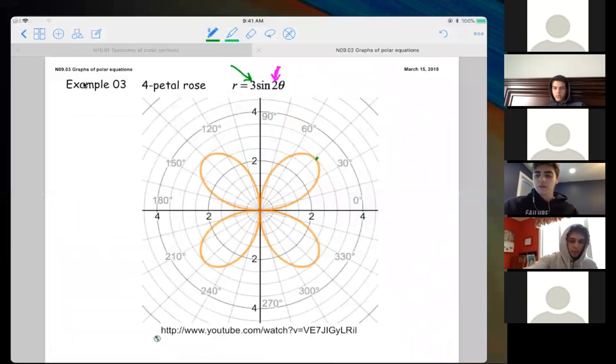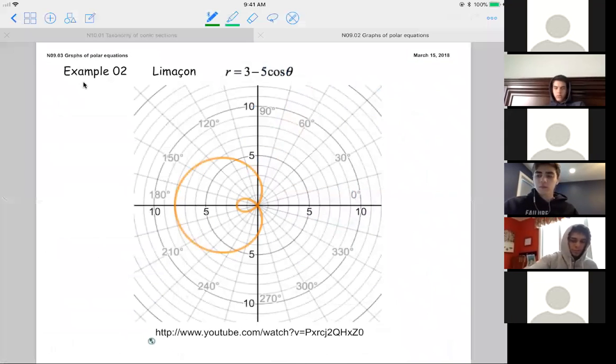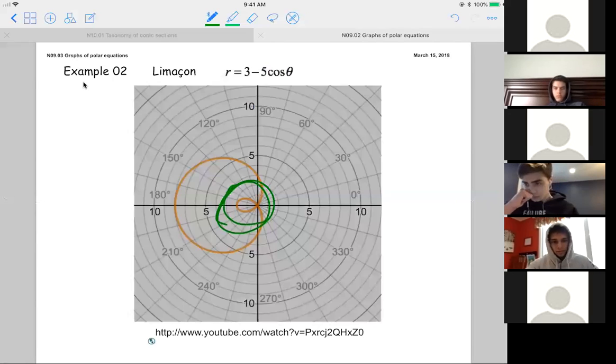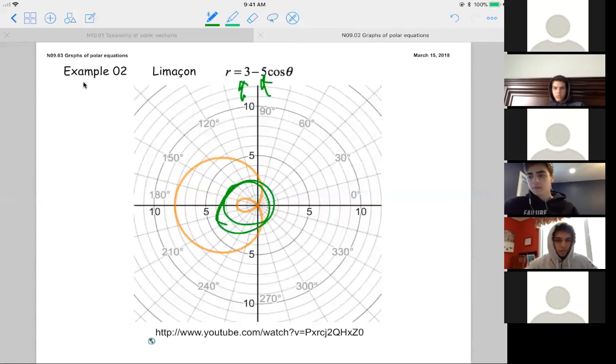Sorry, this is a cosine, but this little divot here, this little loop here, is what makes it a limaçon, and it's because the two constants are unequal. So we get those two, and in fact, a is less than b. This happened to be a cosine one.